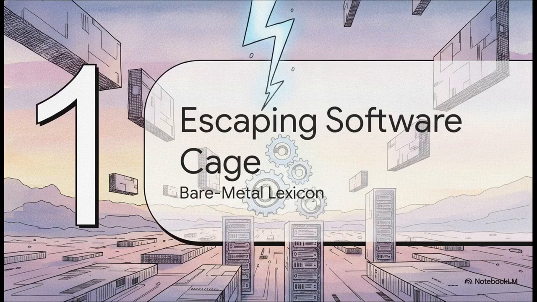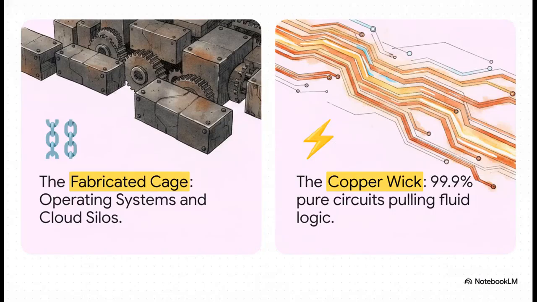Section 1. Escaping the software cage, a new bare metal lexicon. Okay, let's dive into this. To really grasp this sovereign system, we kind of have to throw out our standard vocabulary. According to the text, traditional operating systems and corporate cloud structures are viewed as what it calls the fabricated cage. Basically, they're seen as these rigid administrative silos that just generate massive systemic friction.